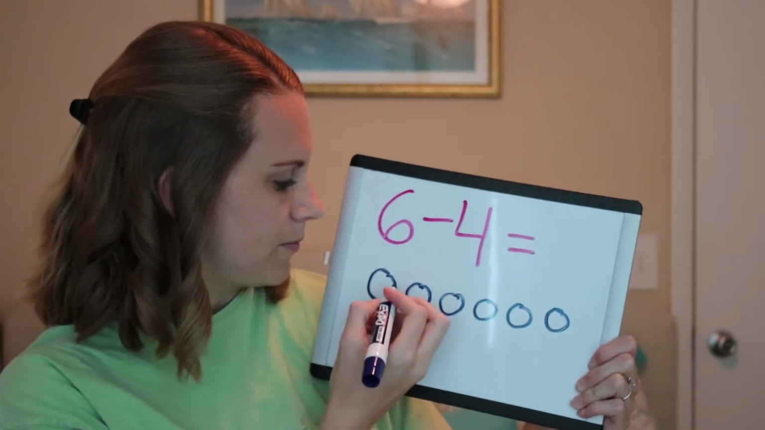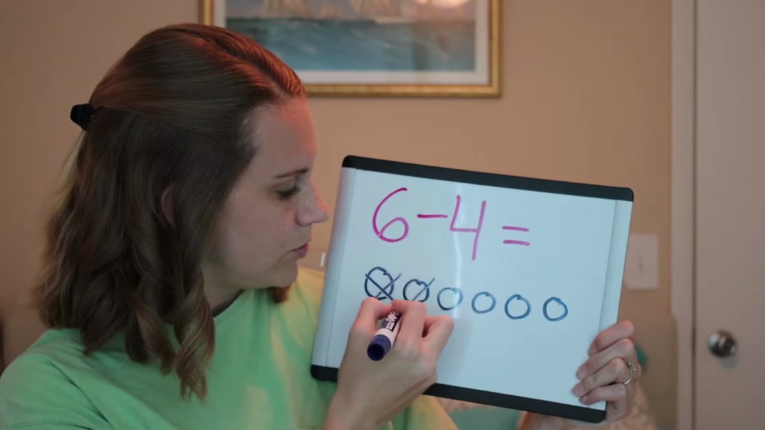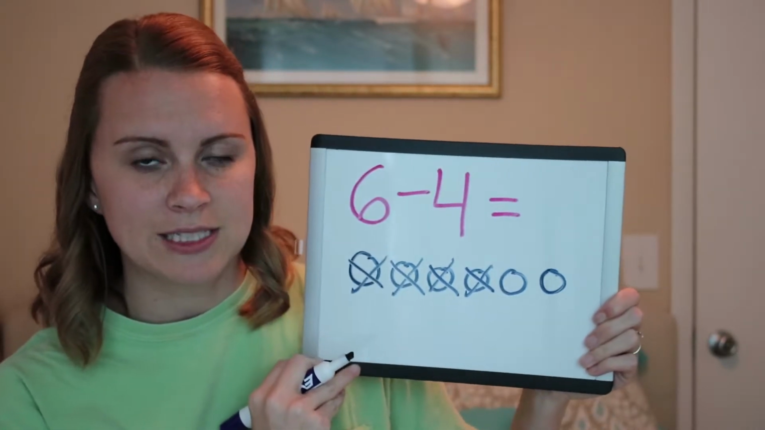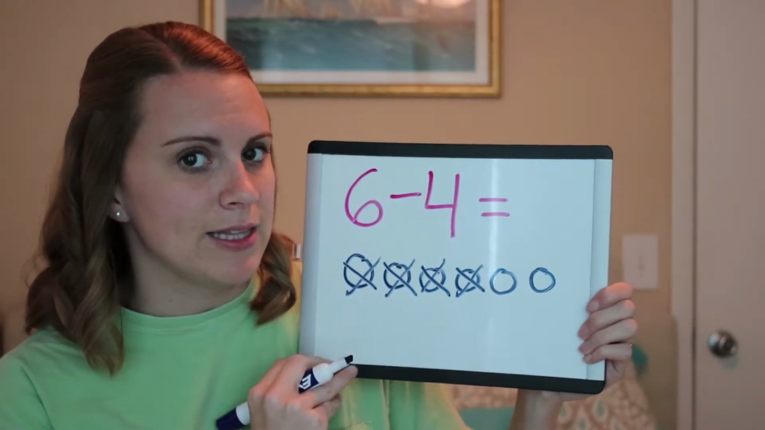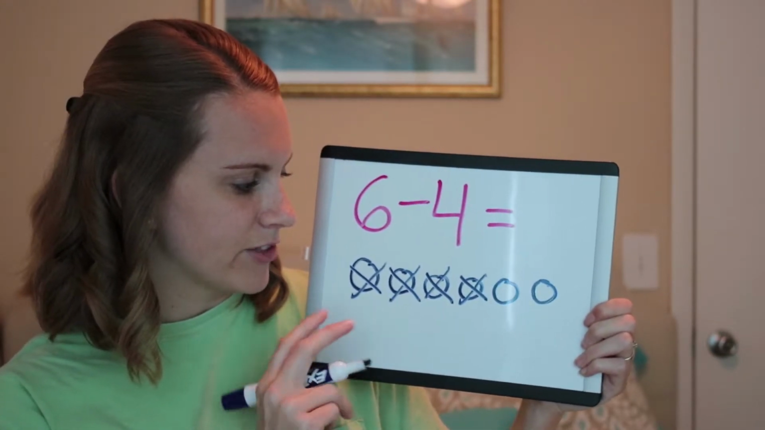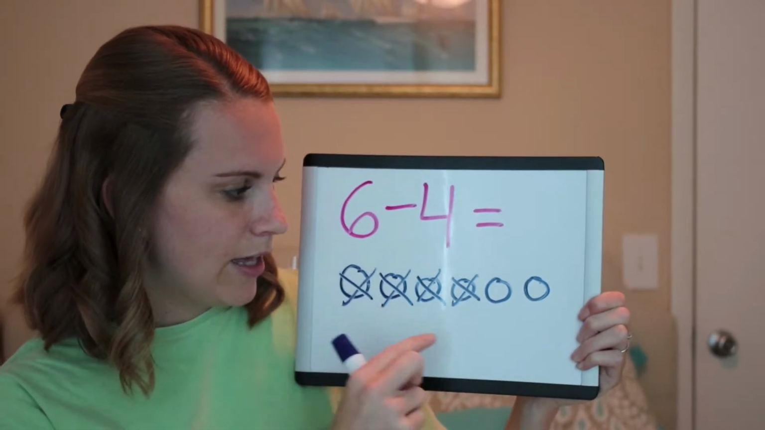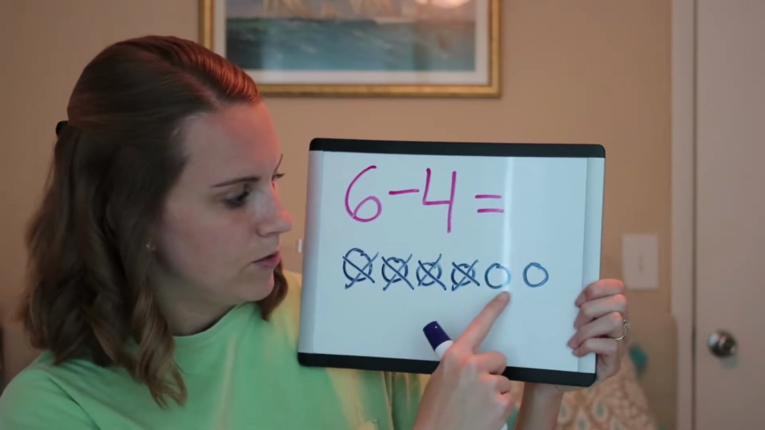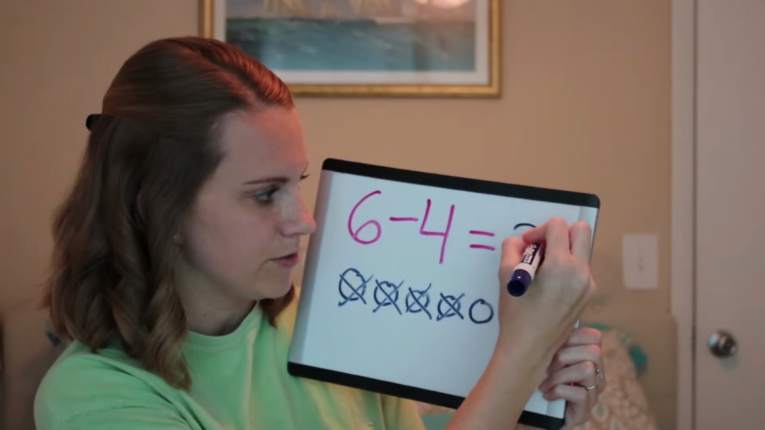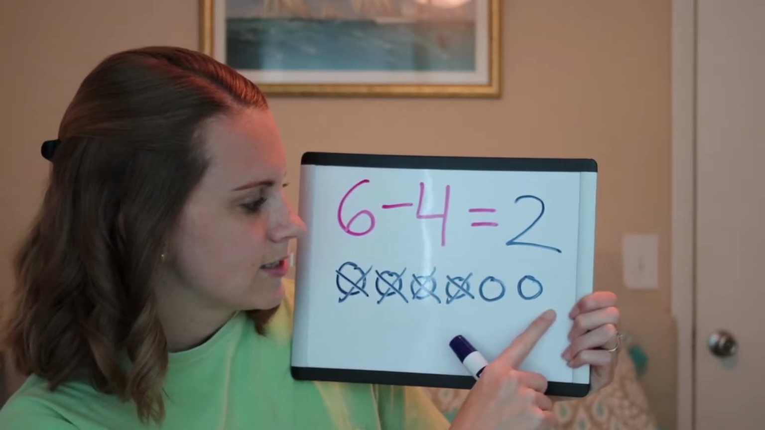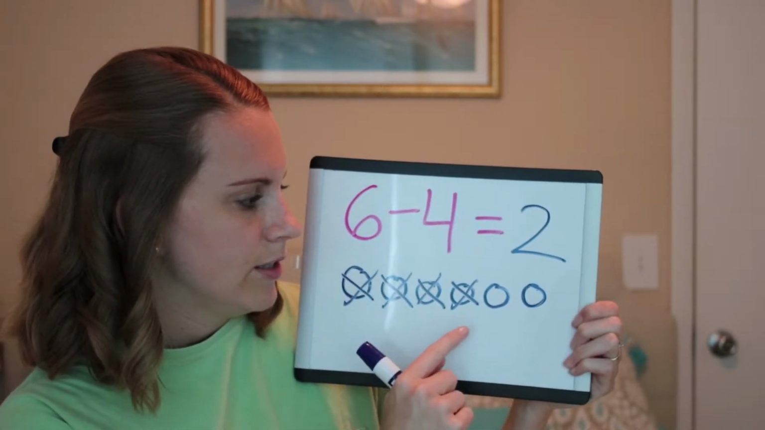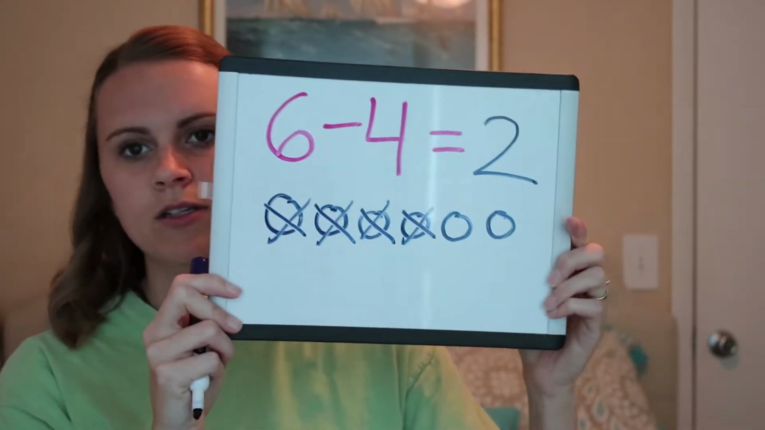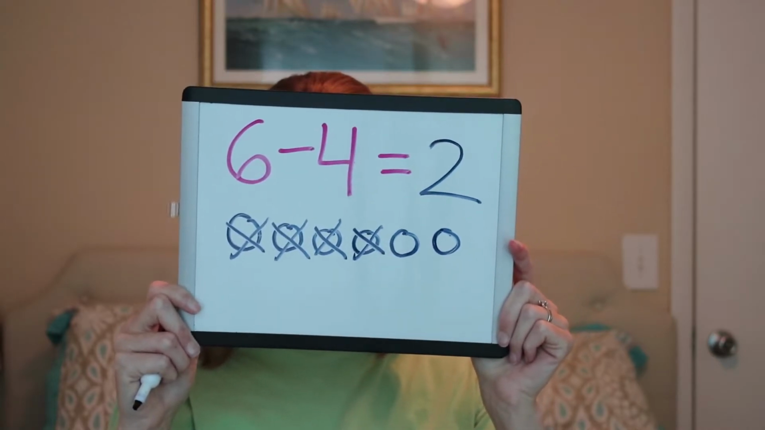So let's start up here this time. 1, 2, 3, 4. I took 4 basketballs away. Now how many am I left with? How many do I have left? Because we've taken away all of these. How many do not have X's on them? There's 2 of them, right? 1, 2. So the answer is 2. I had 6 and I took away 4, and then I was left with 2 basketballs. So make sure you drew this and wrote the answer down.